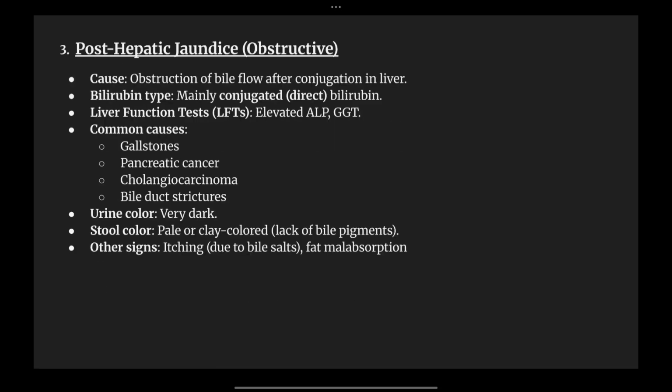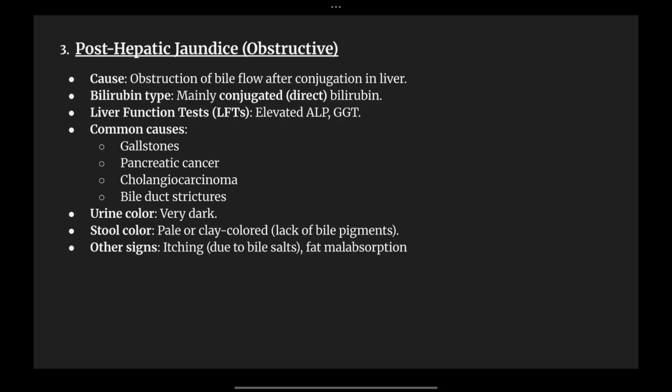Okay. Since we have completed hepatic jaundice, we'll move to the last type, which is post-hepatic jaundice or obstructive jaundice. Now, what are the causes of this obstructive jaundice? As the name says, obstruction of the bile flow after the conjugation in the liver. I'll tell you about the conjugation later. Now just know the wordings that are given here. What is the bilirubin type over here? It is mainly conjugated bilirubin.